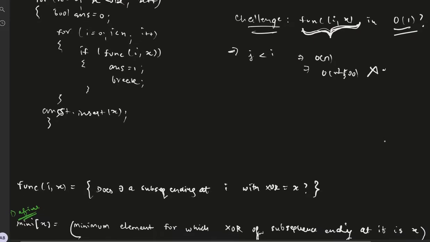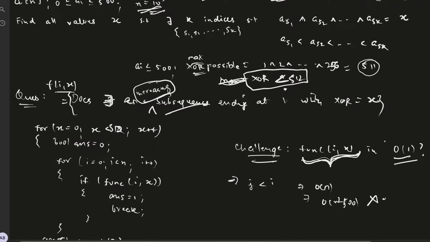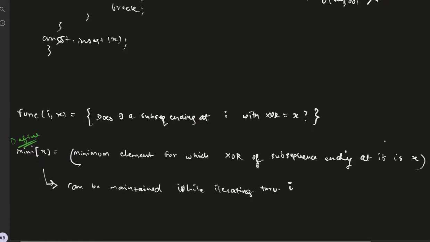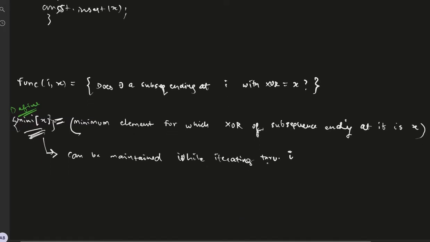So now what we do is let's construct this array. Let's call this mini(x), which stores the minimum element for which the XOR of a subsequence ending at that particular element is x. We see that this can be maintained while iterating through i.